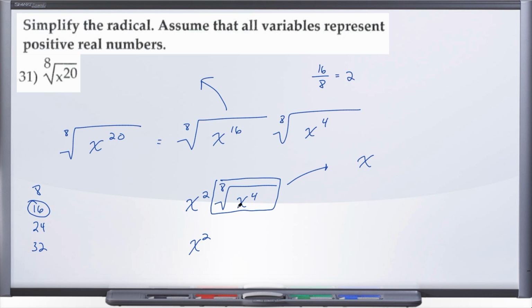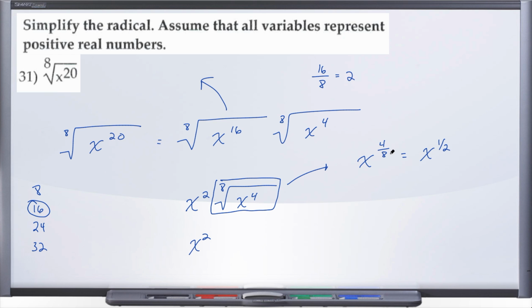Well, we know our base is going to be x. The original power is going to be our numerator, and the index will be the denominator. So we have x to the 4 over 8. Well, what is x to the 4 over 8? Well, we can reduce the rational exponent, can't we? 4 over 8 is the same as 1/2.